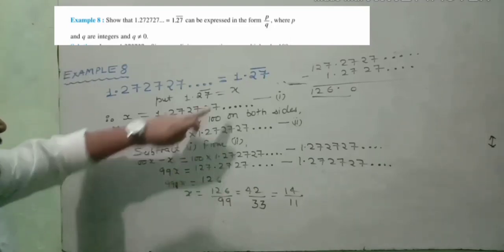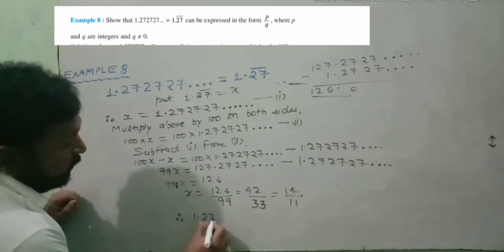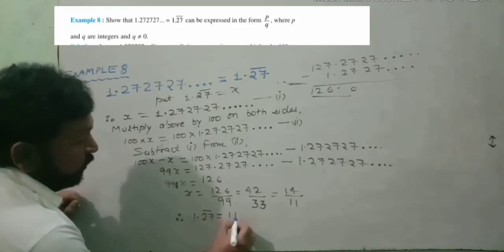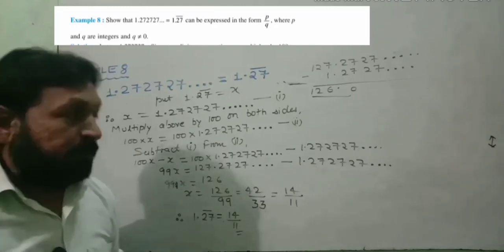So what was x? X we had put. Therefore we can say 1.27 bar equals 14 upon 11. Is it clear? Just see it once.